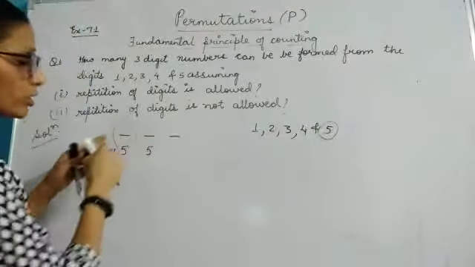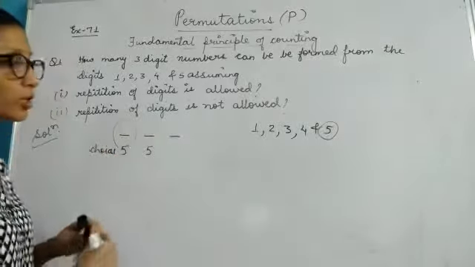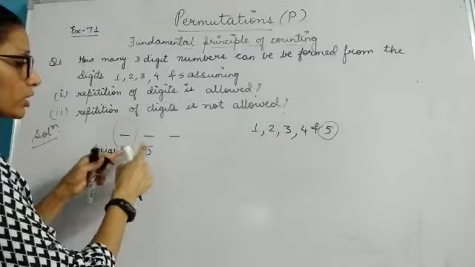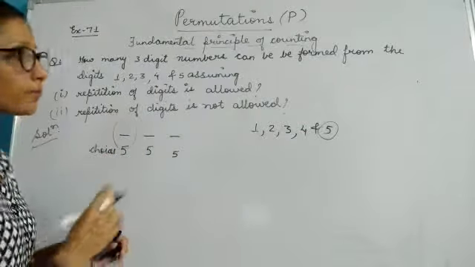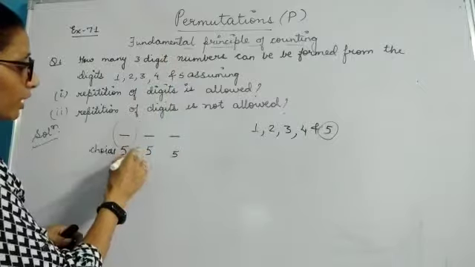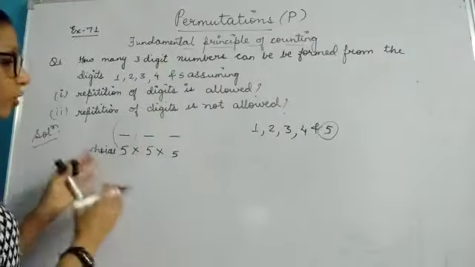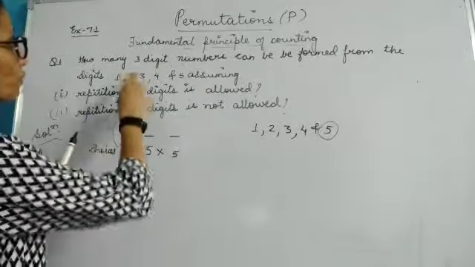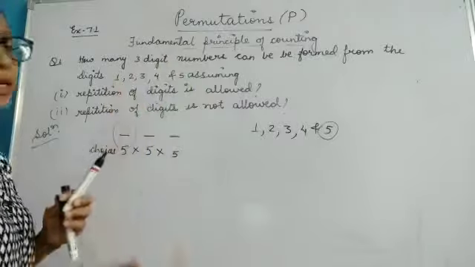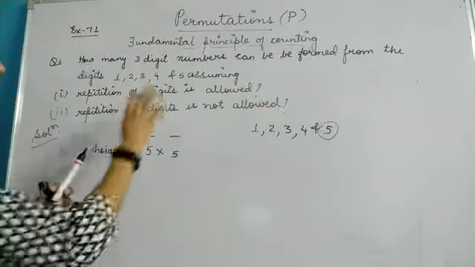So, number of choices for the first place, number of choices for the second place, number of choices for the third place. So, here I have 5 choices, again I have 5 choices, and for this also I have 5 choices. And you have read that if we multiply all these events following each other, then we get the number of 3-digit numbers that can be framed by using the numbers 1, 2, 3, 4 and 5.